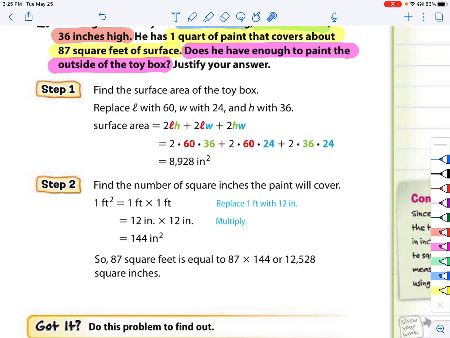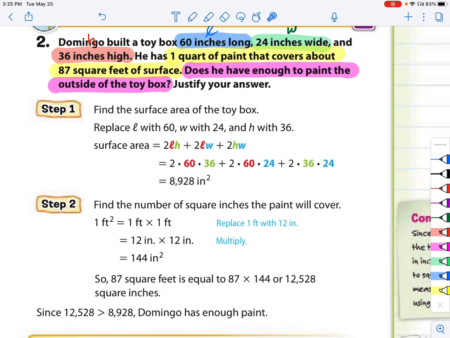And this is the surface area the paint can cover, 12,528 square inches. So if you compare that, we know that 12,528 is greater than 8,928. So Domingo has enough paint to cover his toy box. Okay? All right, step number 1.